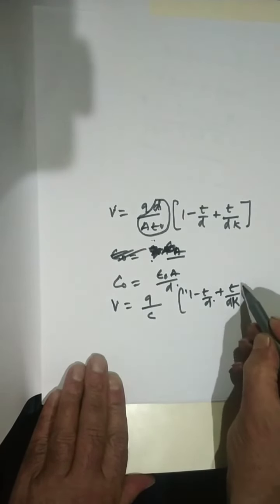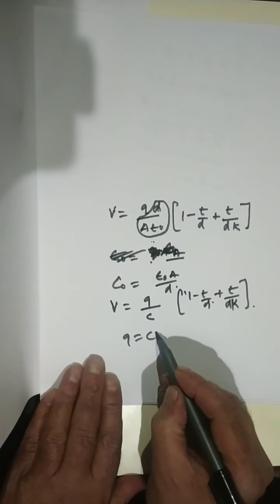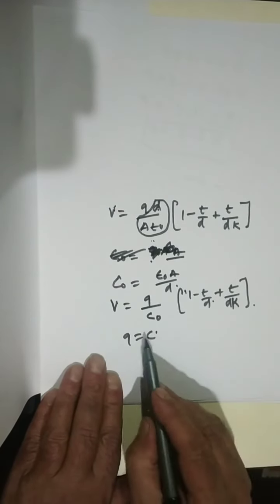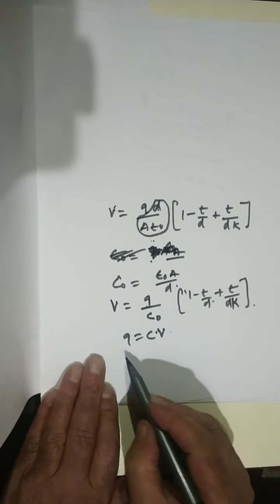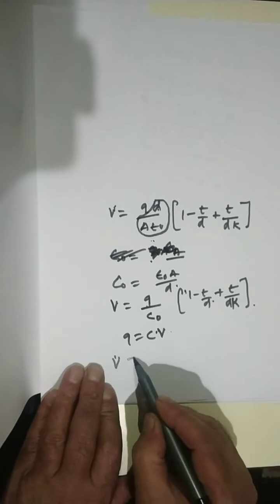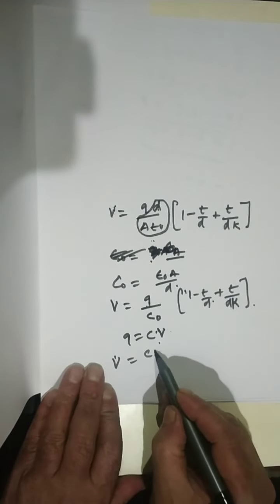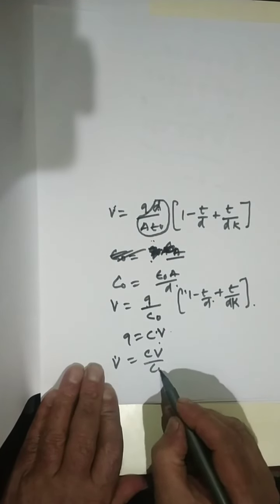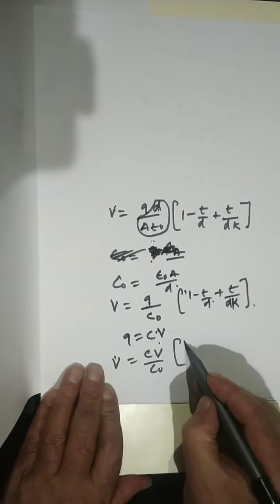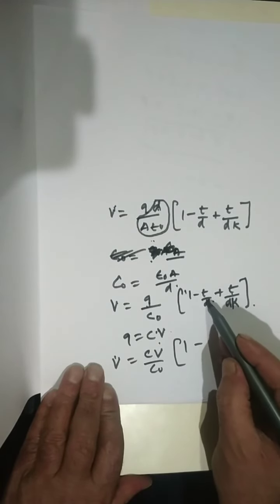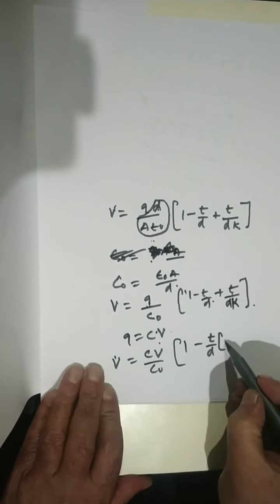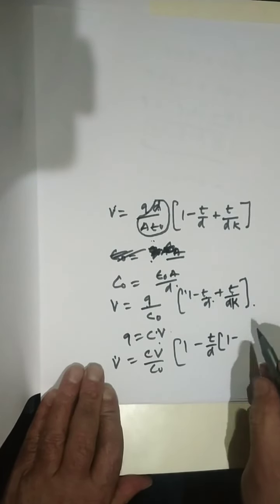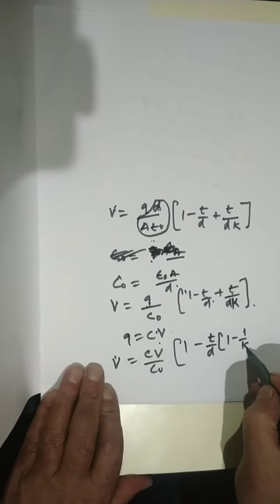Now we know that Q is equal to CV. This is C0. Q is equal to CV. So substituting for Q, we get V is equal to CV by C0 times, taking T by D common, 1 minus 1 by K.